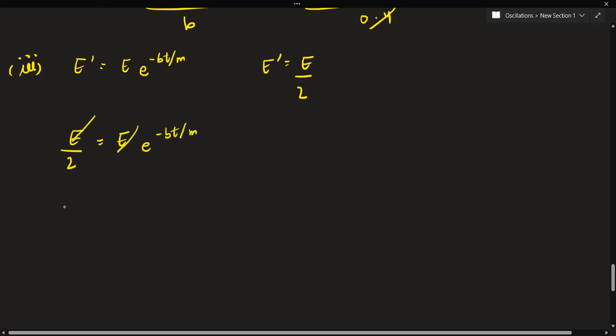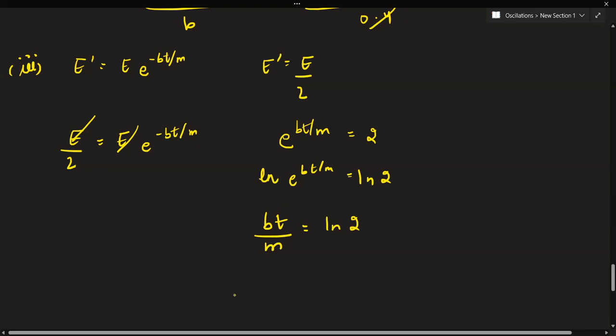So E will get cancelled. As I've told you yesterday also, to make the power positive, we can take the reciprocal of it. So it will be e to the power Bt by m is equal to 2. Also, whenever we have to remove exponential form, we put what? Do you remember? Log. So we take ln on both the sides: ln of e to the power Bt by m is equal to ln 2. Also, whenever you have exponents in the power, the power comes out as a constant. So this will be simply Bt by m is equal to ln 2.